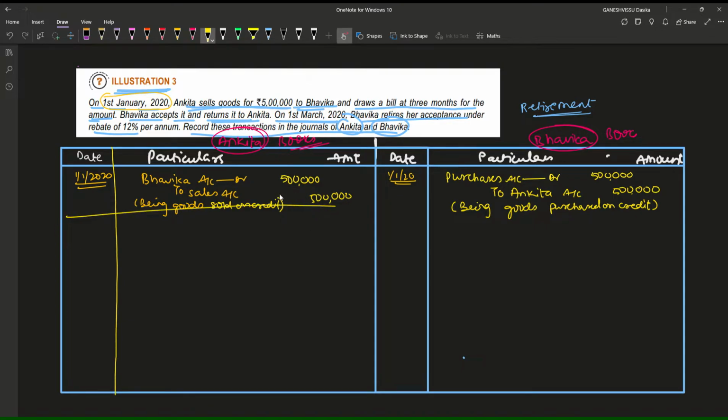Let us close this first entry. Okay, now in the books of Ankita, what is happening? Ankita is going to draw a bill of exchange on Bhavika, for which she writes the entry bills receivable account debit to Bhavika account.